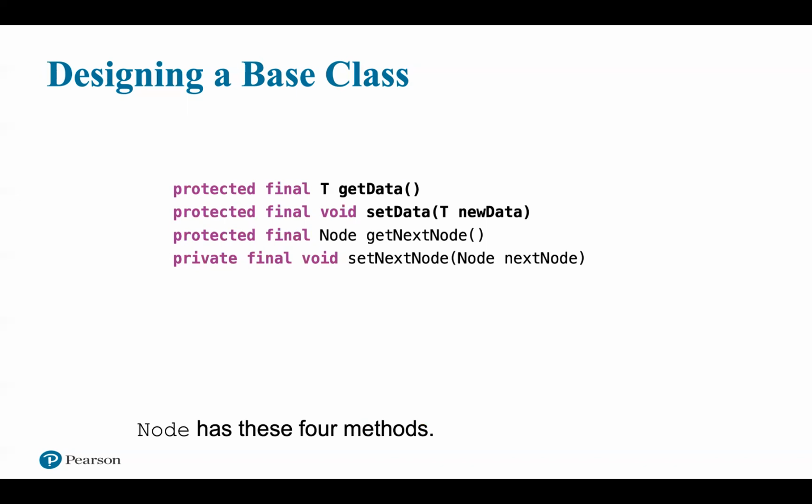We could make Node's data fields data and next protected instead of private, but just as we did for LList, we instead make them private and provide protected accessor methods. We also provide a protected set method for a node's data. To ensure the integrity of our chain, we do not allow a subclass to alter the link portion of a node. And so we make that set method private. Thus, Node has the following four methods that we're showing in this chart.